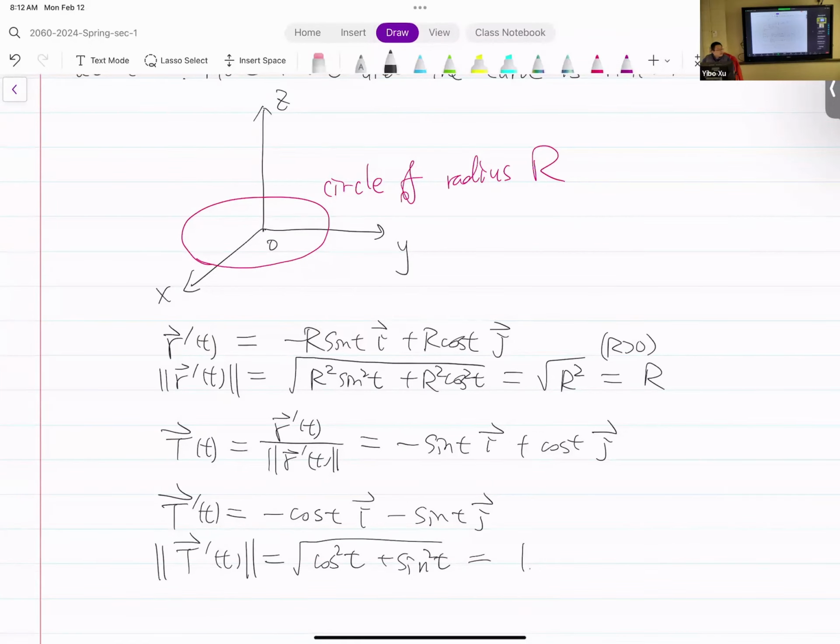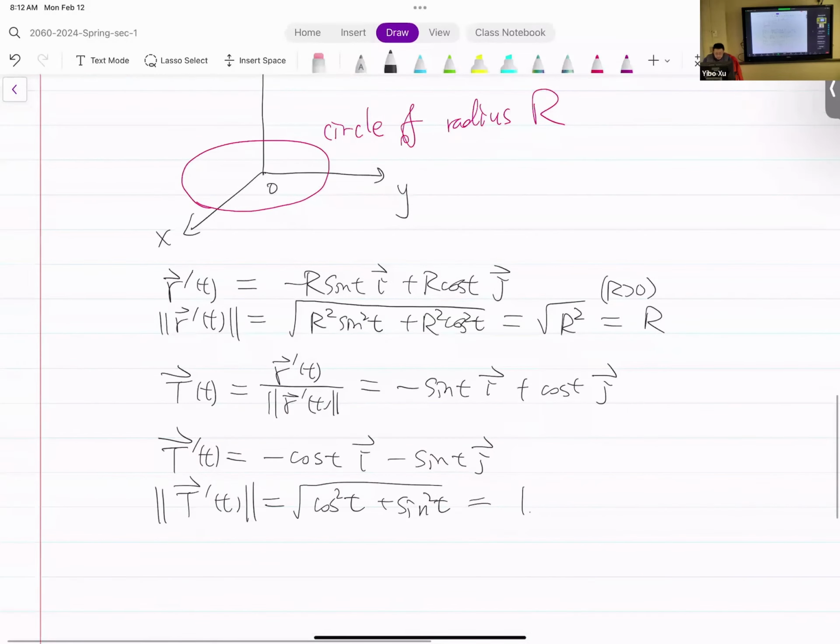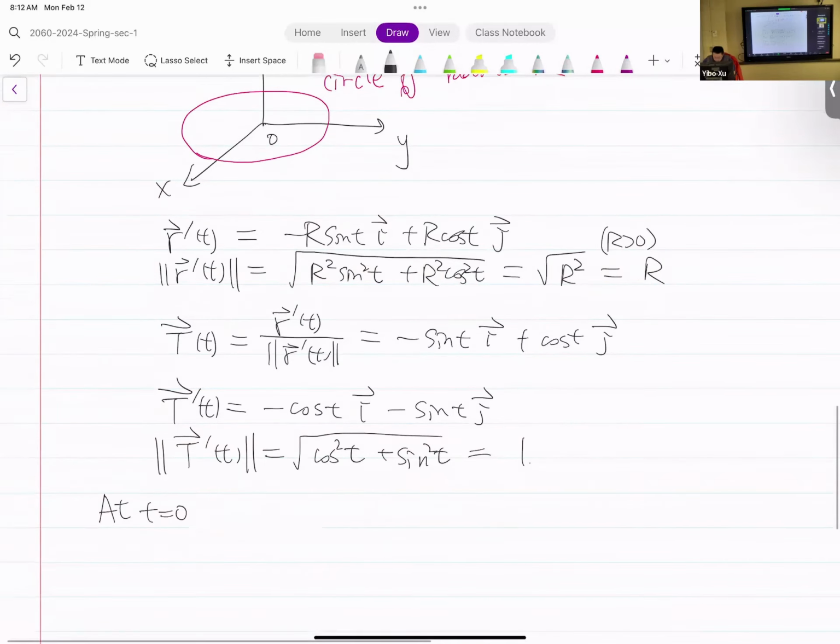So it's good. If that's all good, then we finally just apply the formula, right? So at t equals 0, we have kappa equals cap T prime over little r prime evaluated at t equals 0. Basically, cap T prime is 1, and little r prime is what we calculate here.